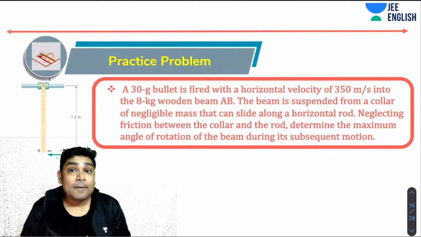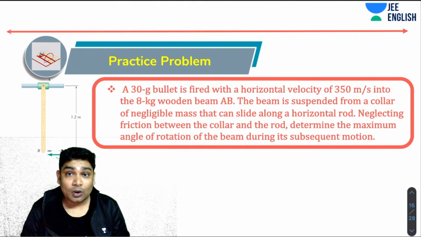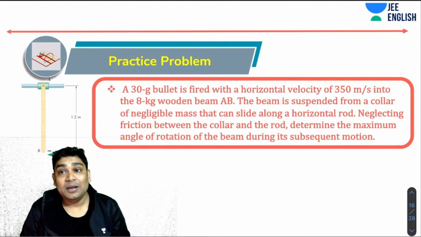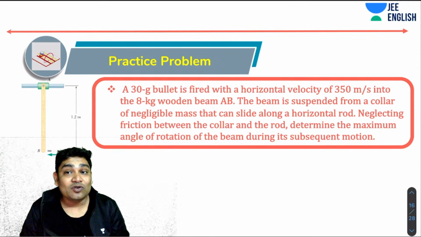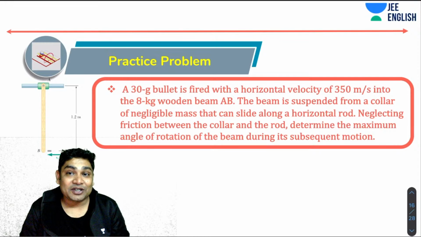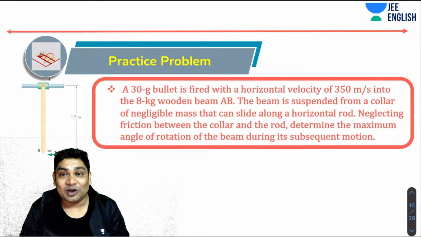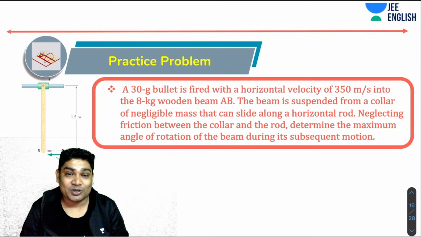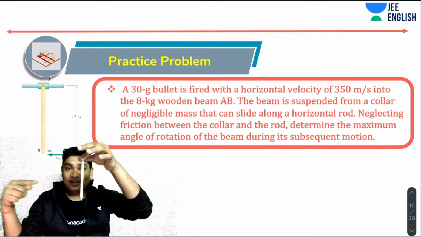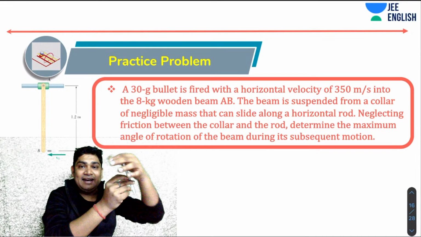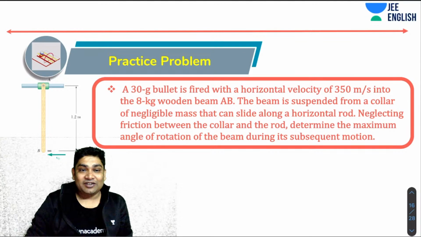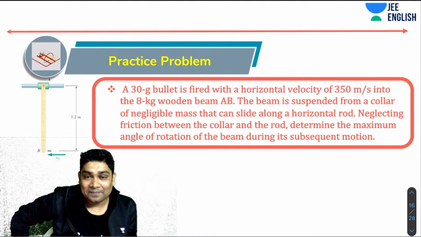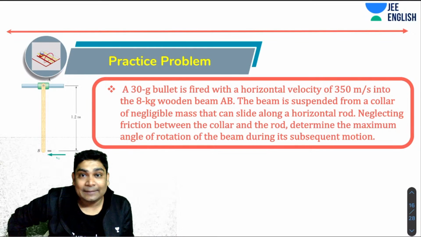The question says that a 30-gram bullet is fired with a horizontal velocity of 350 meter per second into an 8 kg wooden beam A. The beam is suspended from a collar of negligible mass that can slide over a horizontal rod. Neglecting the friction between the collar and the rod, determine the maximum angle of rotation of the beam during its subsequent motion. What will happen? This is just hanging like this. Something strikes this and this will start to slide and this will also rise. So what is the maximum angle to which it will rise while sliding forward? That is what you have to figure out.